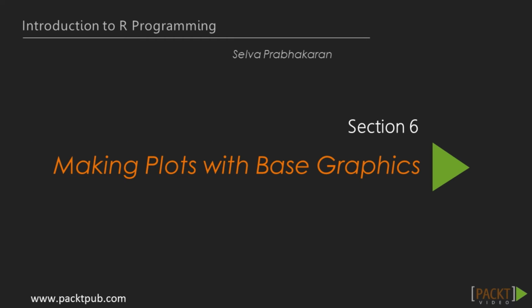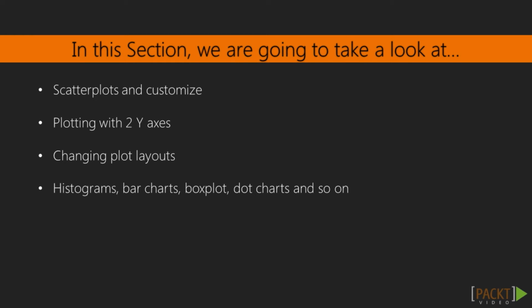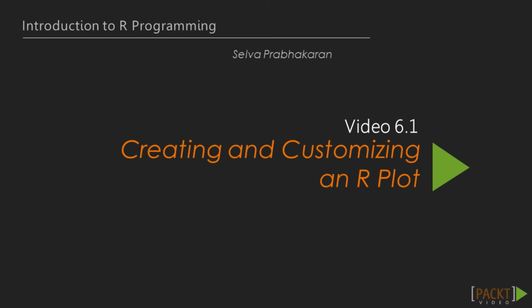Hello there and welcome. Often, we've seen that showing our findings in a chart is far more effective than showing the raw numbers. In this section, we're going to learn all about R base graphics. We will start off by creating scatter plots and customizing its aesthetics. Next, we'll get ourselves accustomed to creating plots with two y-axes and adjusting and changing plot layouts. Finally, we'll dive into all the other types of plots such as histograms, bar charts, box plots, dot charts, and so on. So, let's begin the section by learning everything about how to create and customize a scatter plot.